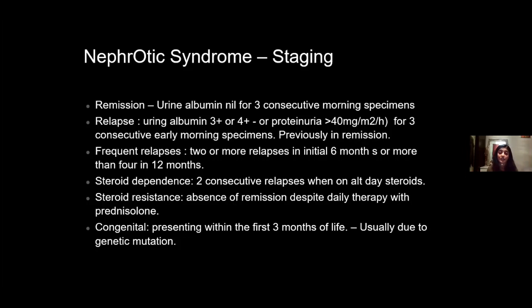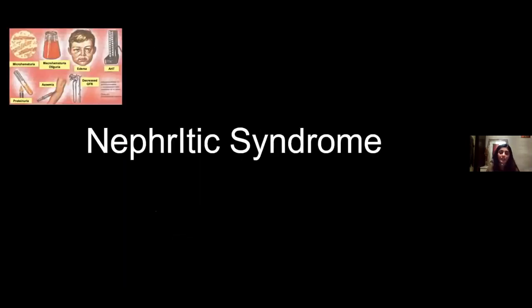Steroid resistance: even if they're on daily therapy, they're still getting these symptoms and they're still getting protein in their urine. So this means it's resistant to steroids. So in this case, you would move on to your immunosuppressives or your monoclonal antibodies. And we have a congenital type of nephrotic syndrome that occurs as well, and this occurs within the first 3 months of life, and it's usually due to a genetic condition, but it's not very common. So that is nephrotic syndrome.